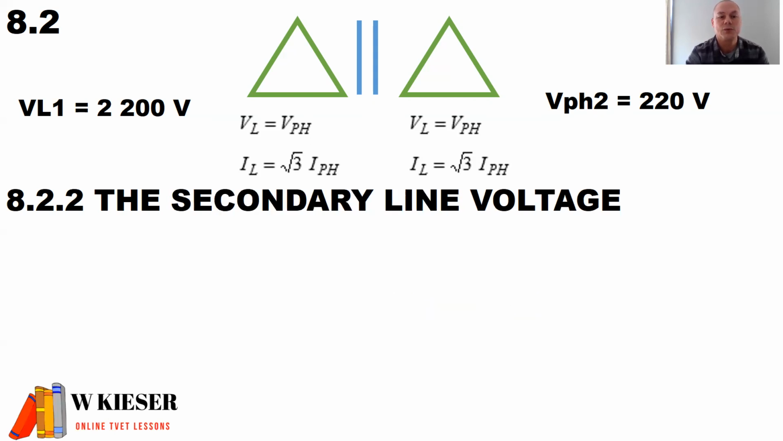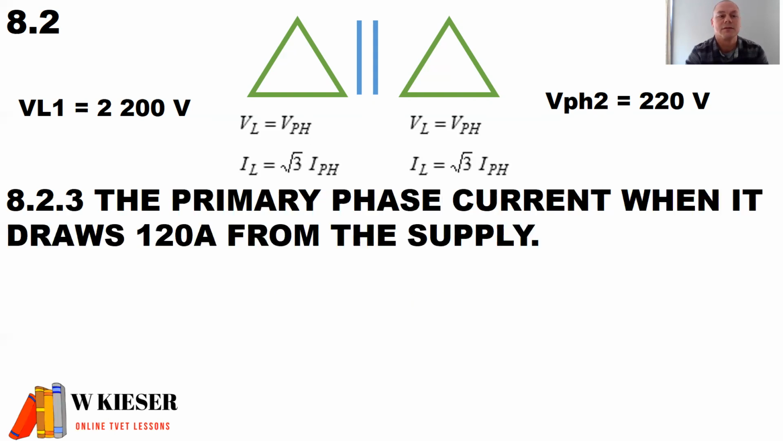In 8.2.2, calculate the secondary line voltage. Once again, on the secondary side, it's delta connected. So therefore, VL2 is equal to V phase 2, which is equal to 220 volts.